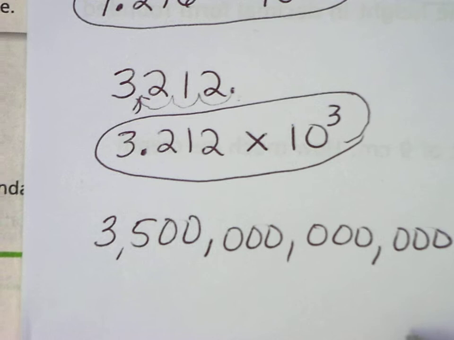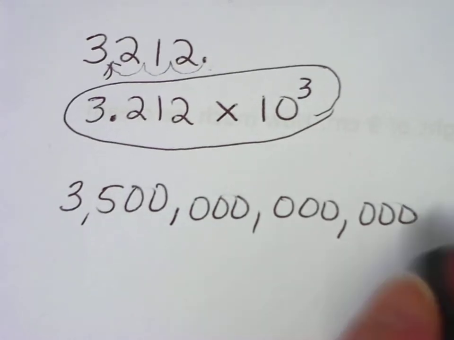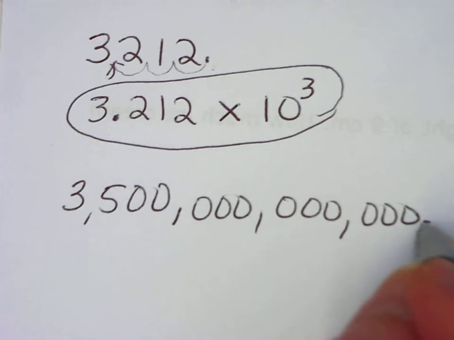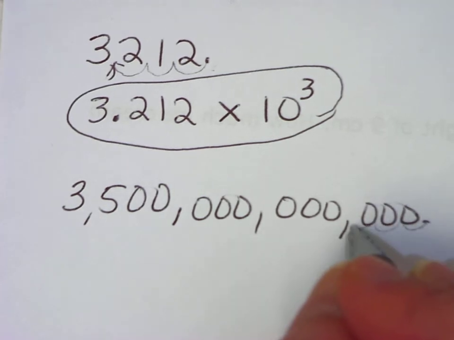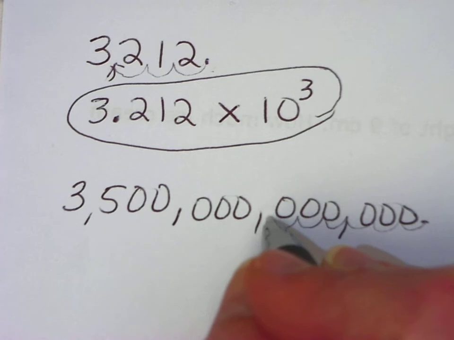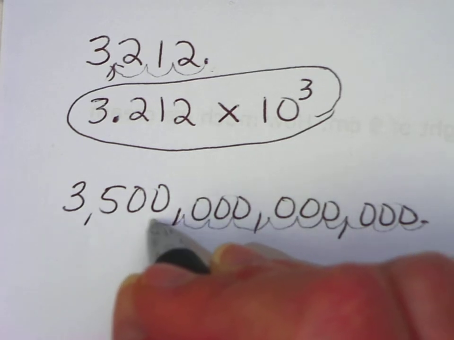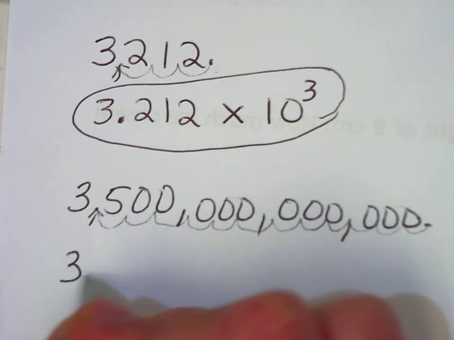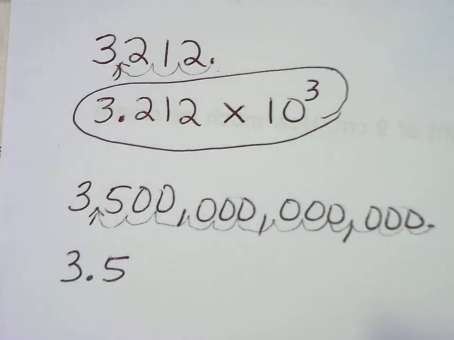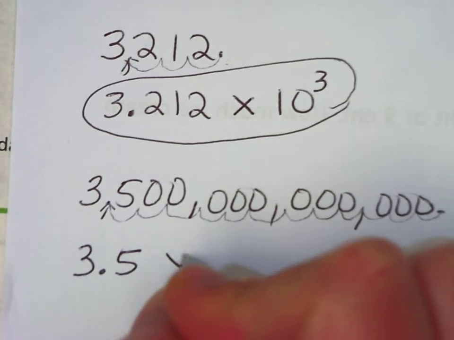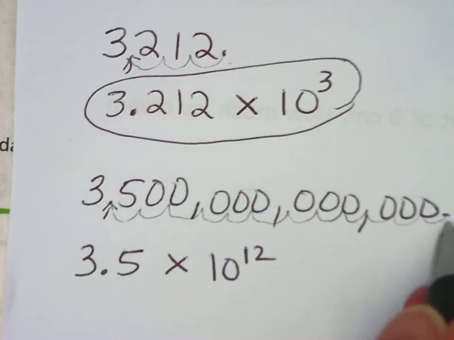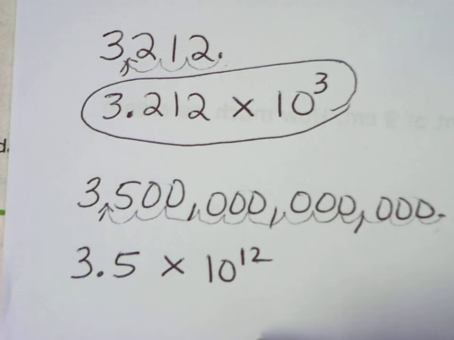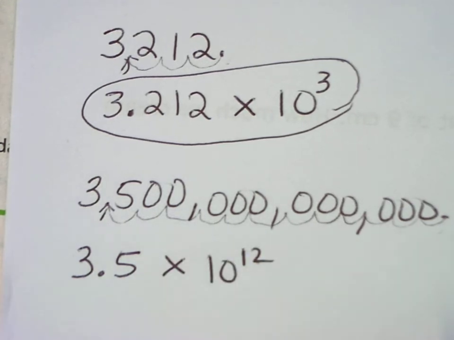Okay, let's look at this one. This one is definitely more than 1. So here's your decimal. It's always at the end if it doesn't show it. Let's count how many times it's going to take for us to move it. 1, 2, 3, 4, 5, 6, 7, 8, 9, 10, 11, 12. If I stop my decimal right there, my new number will be 3.5. That's between 1 and 10. So times 10 to the 12th, because it took me 12 times to move it, so my exponent is 12, and it's a positive 12 because the number I started off with was more than 1.